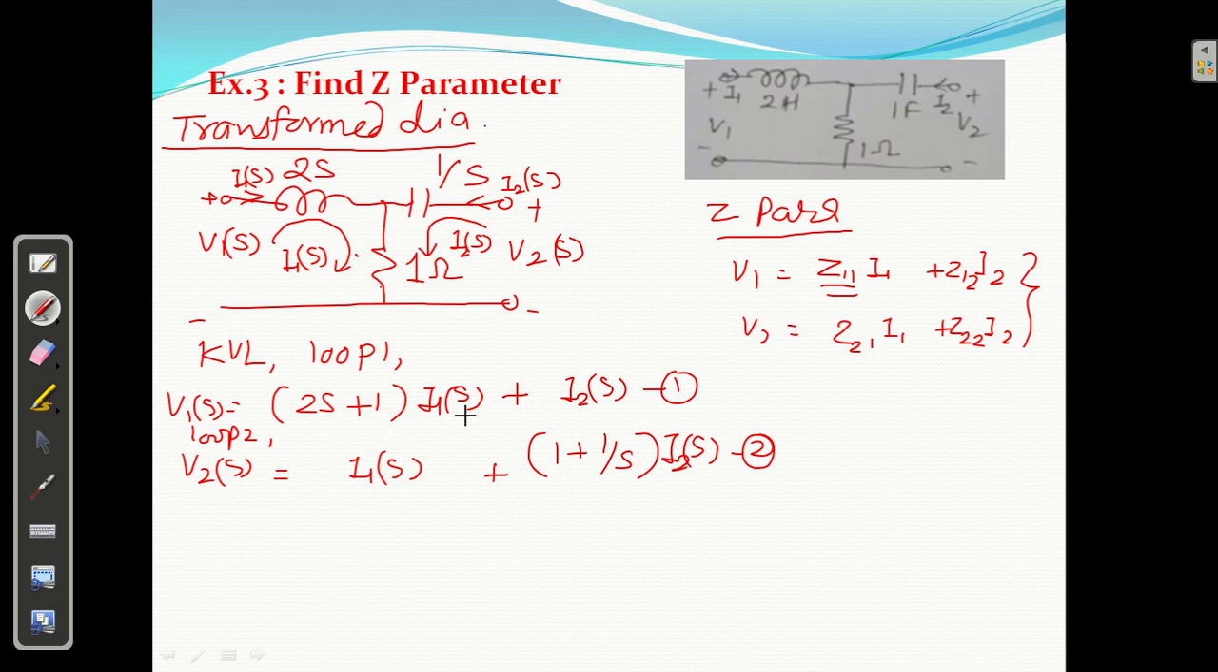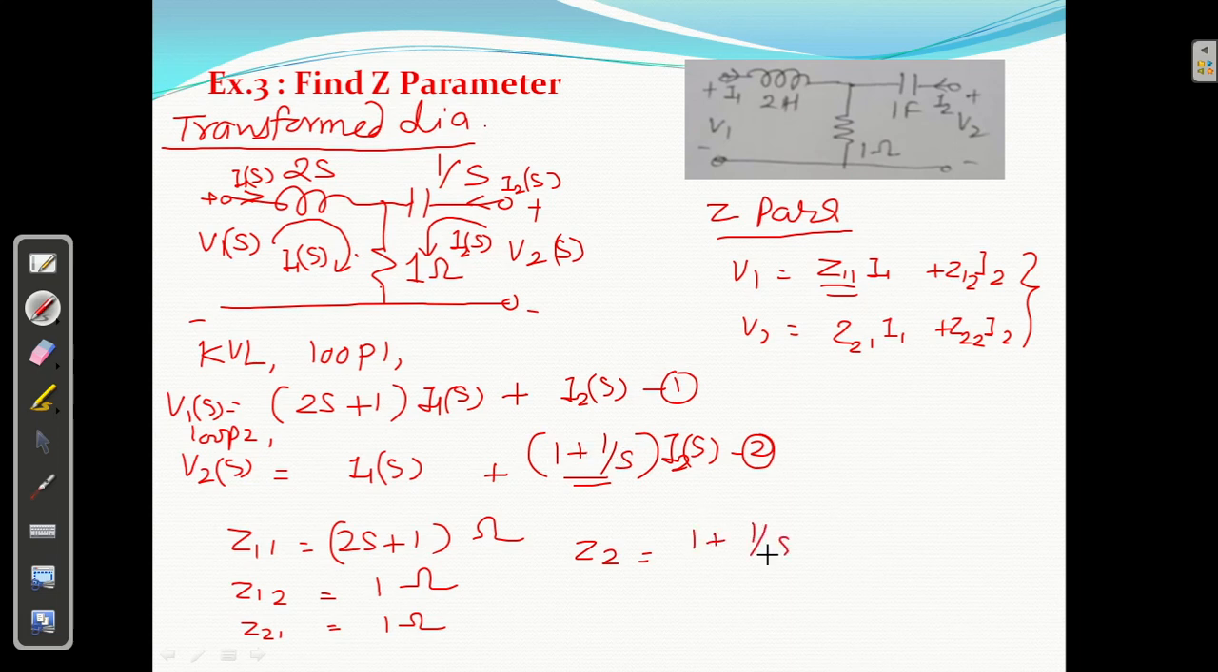If you compare, Z11 equal to what? This. So Z11 equal to 2S plus 1 ohm. Z12 equal to what? This 1. Z21 equal to what? This 1. And Z22 equal to what? This, 1 plus 1 by S. How much will it come? S plus 1 upon S after taking the LCM, ohm. So I am getting these values. So these are the values of the Z parameter, right?